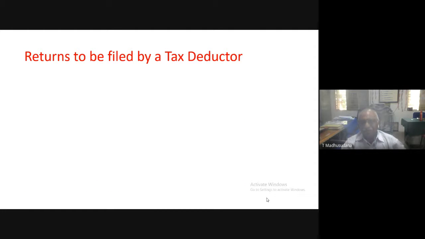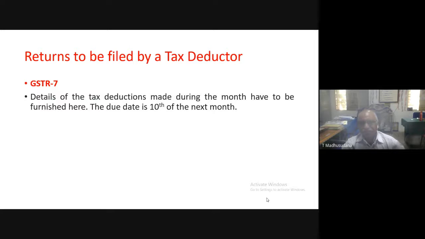Next, returns to be filed by a tax deductor. So those who are deducting tax from the payments of the customers, what are the returns to be submitted by the tax deductors? They should also submit returns. Under their returns, GSTR 7 is one such return.